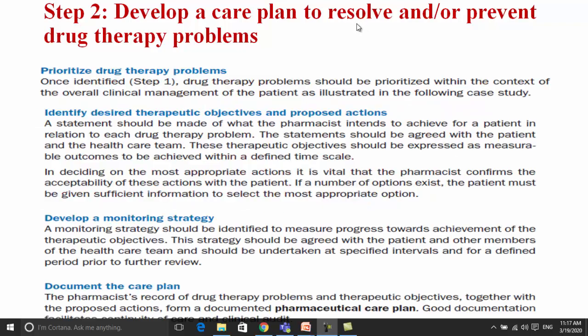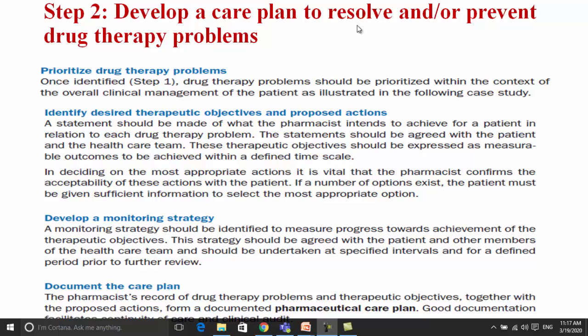So during step two, we have many examples here, but first, in step two, you have to prioritize drug therapy problems. Once a drug therapy problem is identified as a result of assessment or evaluation, you have to prioritize the drug therapy problems within the context of the overall clinical management of the patient, as will be illustrated in the next case. It is important that your prioritization be based on evidence-based practice, rational pharmacy practice.